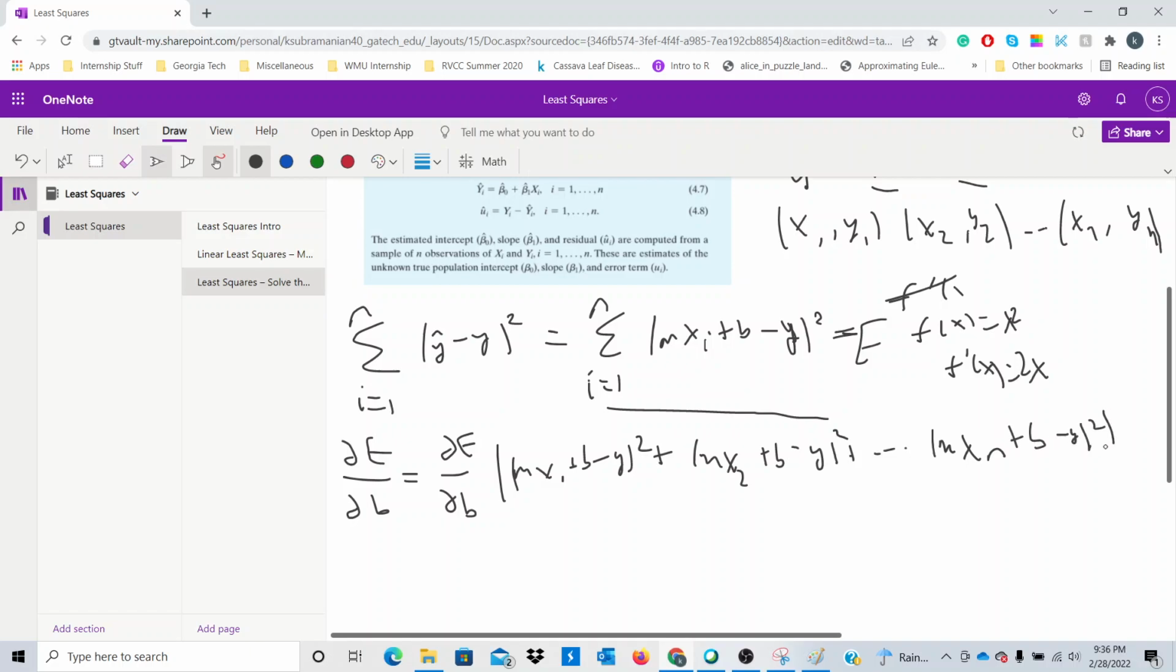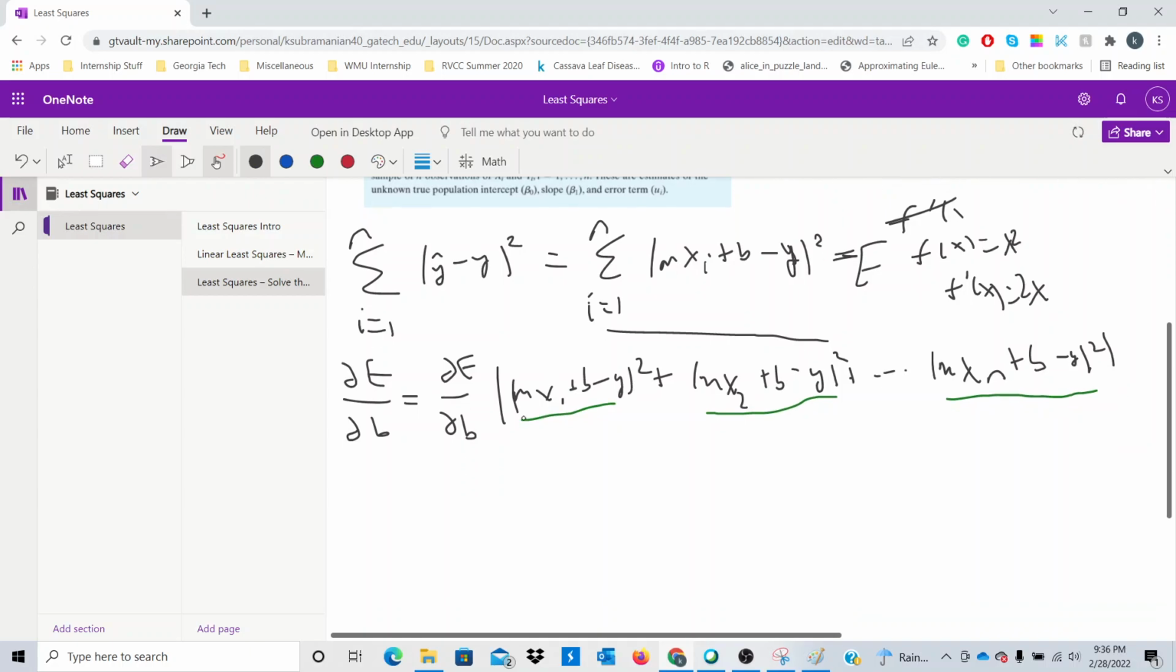When we are taking derivatives of sums, we can take the sum of the individual derivatives. So since we have this term here and this term right here, what we can do is take the partial derivative of this term with respect to b, take the partial derivative of this term with respect to b, and then add those results together.